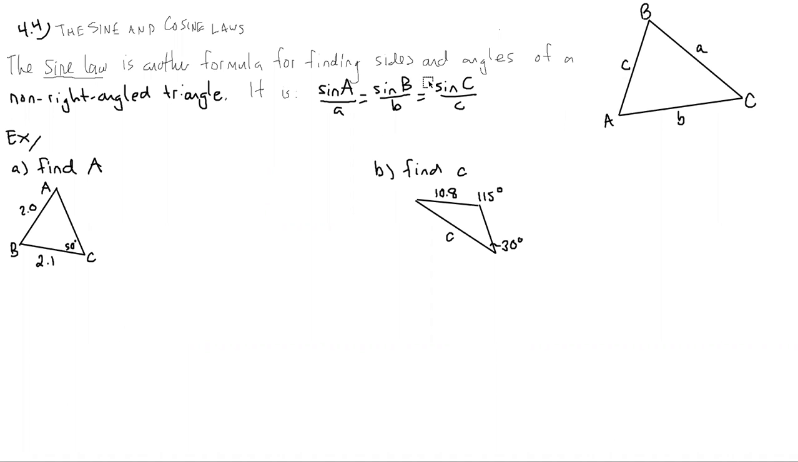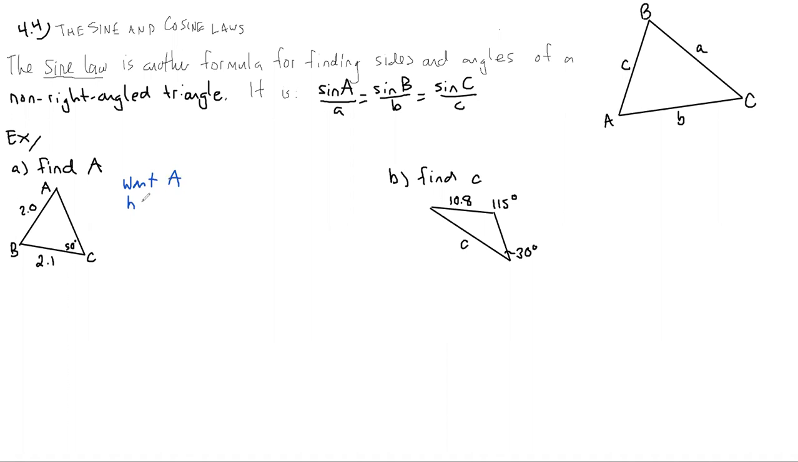What we actually get for the sine law is these three equations. So when we use it, what we're going to do is just grab the pair that we like best. We don't have to use all three at the same time. So for example, for A, what I'll do here is note that I want big A, and I've got little a, and I've got little c and big C, right? That little c opposite of the angle C.